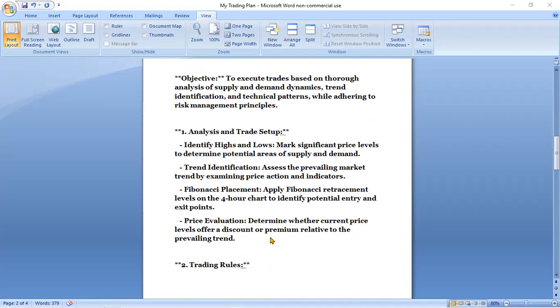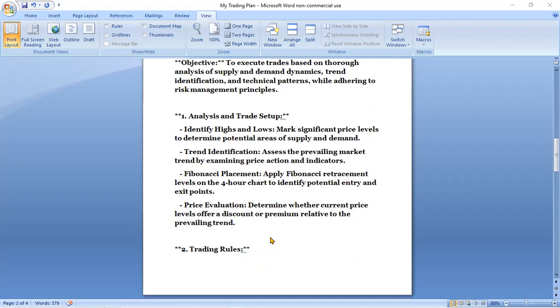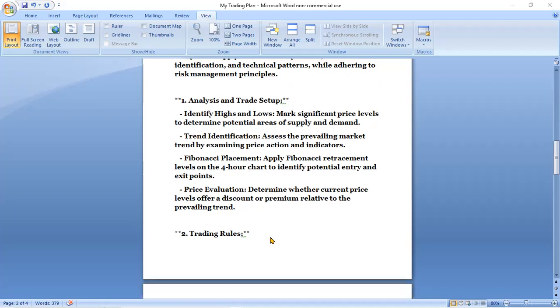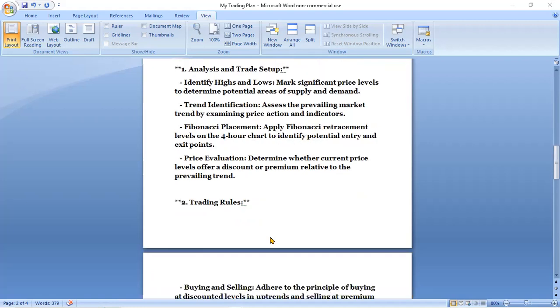Trade identification: assess the prevailing market trend by examining price action and indicators. Fibonacci placement: apply Fibonacci retracement levels on the forward chart to identify potential entry and exit points. Price evaluation: determine whether current price levels offer a discount or premium relative to the prevailing trend.